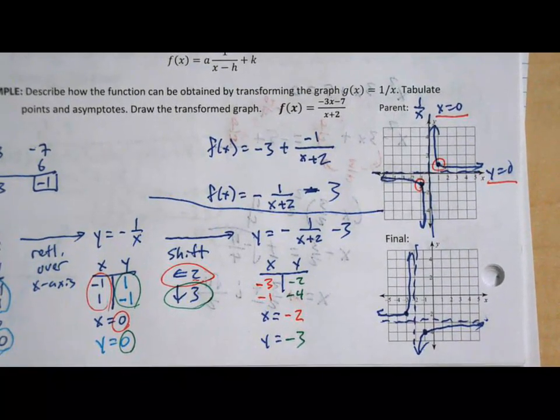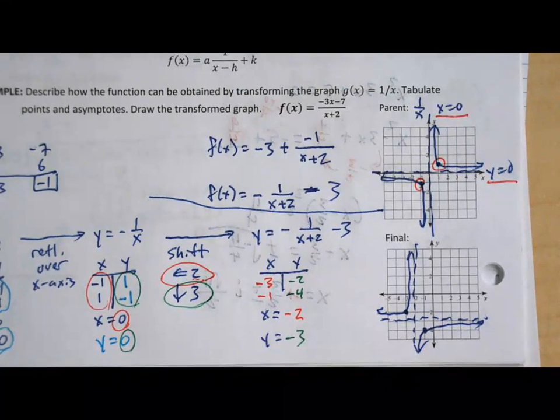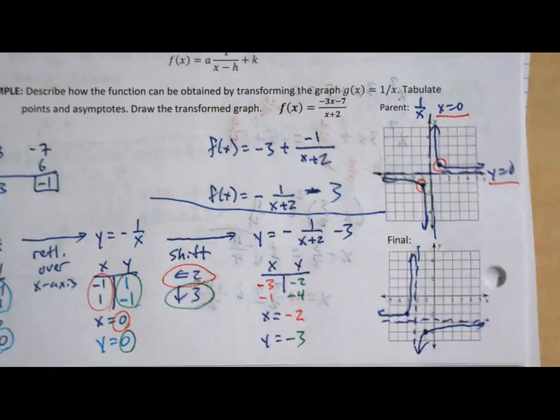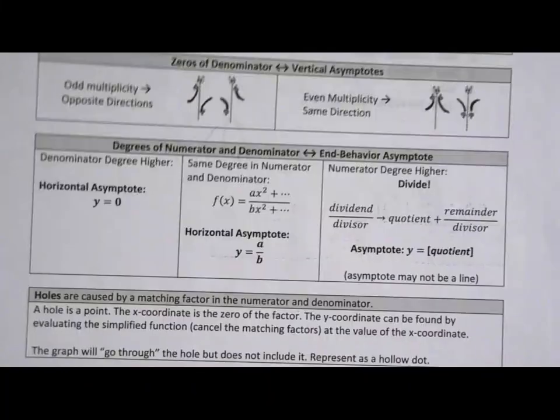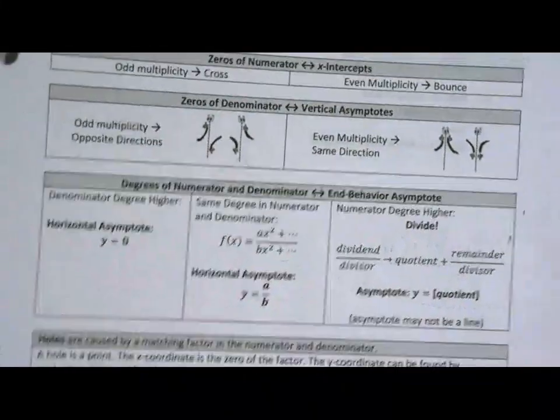Okay, that's going to come up today. We're going to be dealing a lot with end behavior asymptotes today. So let's start doing that. Here we go. This is rational functions boiled down to like a half a page worth of notes.